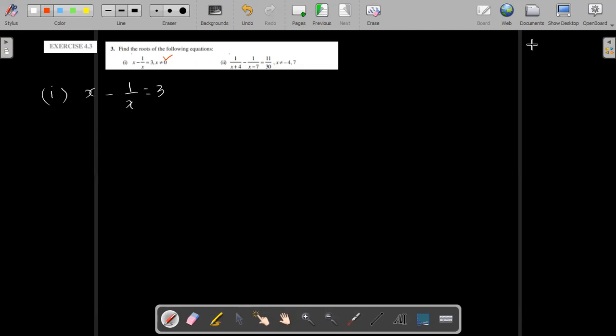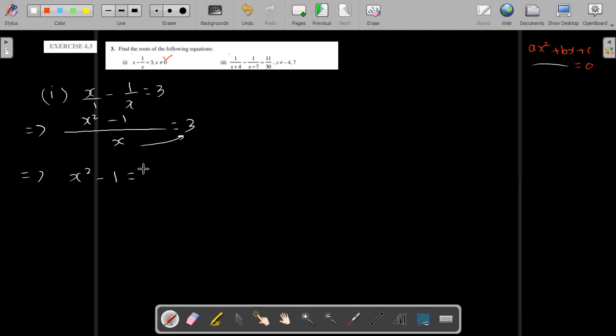Sometimes it is not given in the format ax² + bx + c = 0, so then we have to convert it, like here. First we will convert into this form, then we can use any formula. We are doing the formula method for now. So x into x square minus 1 is equal to 3. This x will multiply with 3, so we get x square minus 1 is equal to 3x, and 3x you can bring to the left hand side. So x² - 3x - 1 = 0.